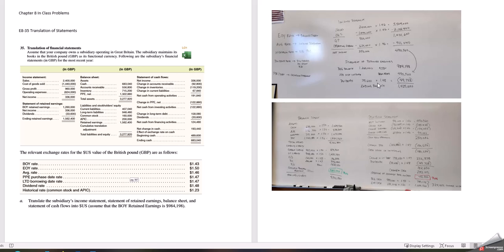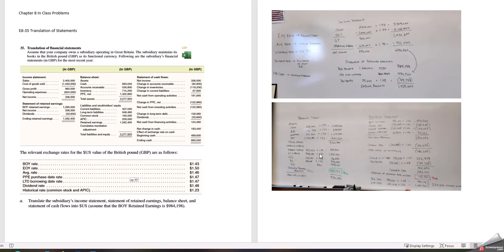And then we're going to translate the dividends. So going back to their statement of retained earnings, the dividends are 33,600 British pounds multiplied by the dividend exchange rate of $1.48, and we'll subtract that out. So then we've calculated our ending retained earnings balance, which again, think back to financial accounting, rolls into our balance sheet. See how that goes down into the balance sheet.